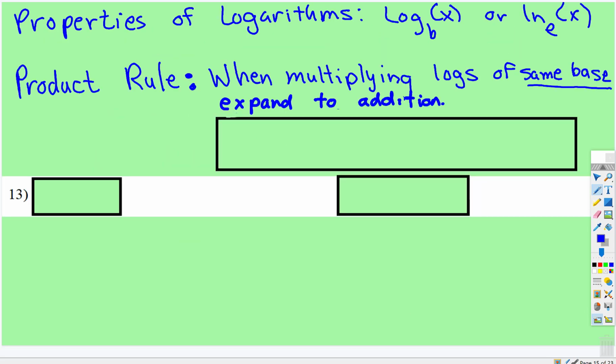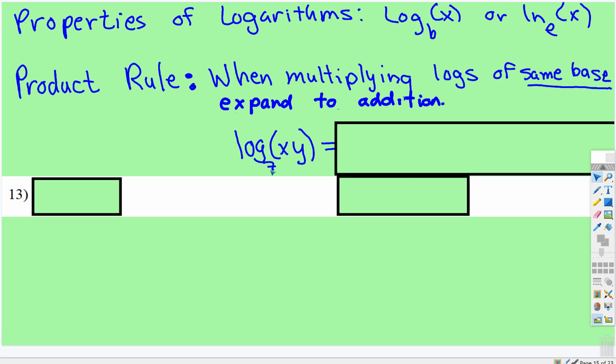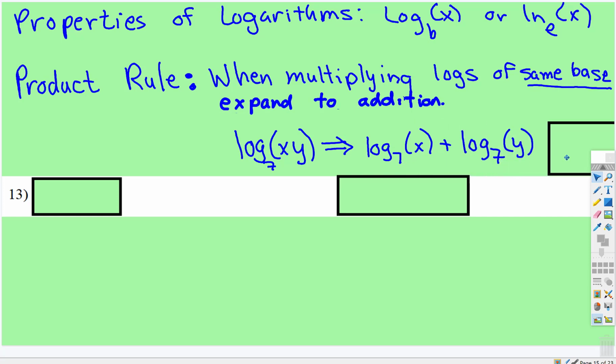Okay, the product rule. When multiplying logs of same base, expand the expression to addition. This is what that means. If you have log with the base 7 and inside the parentheses you have two things being multiplied, you can expand to rewrite it as log base 7 of x plus log base 7 of y. And this comes in very handy later on when you're trying to solve equations.